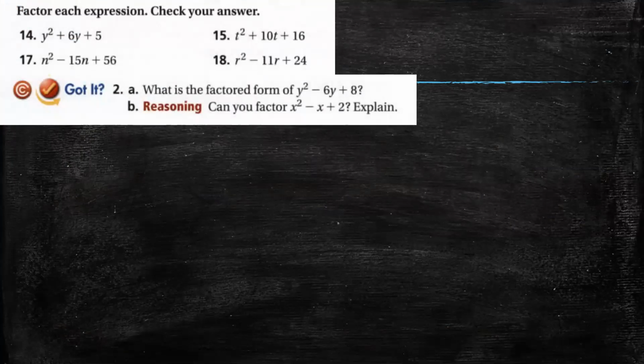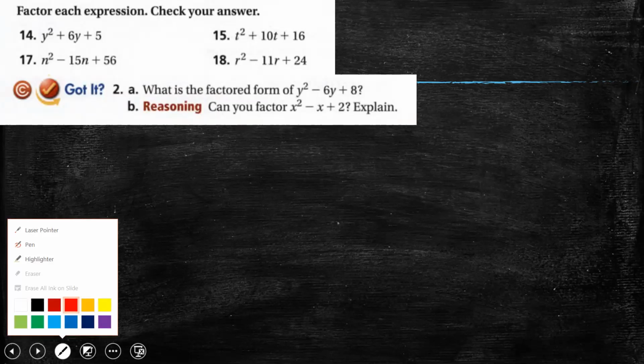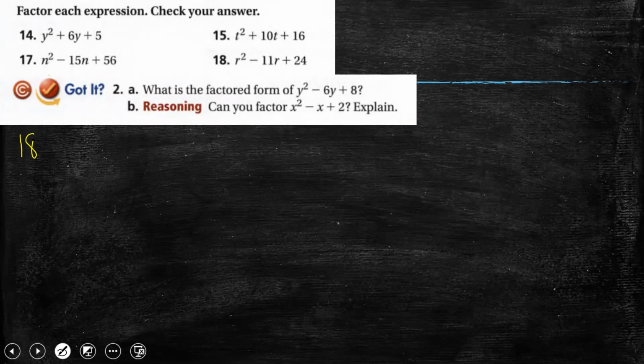Let's now do number 18. Okay, we solved the others yesterday. Let's solve number 18 now before talking about the last case. In number 18 here, you have r squared minus 11r plus 24.